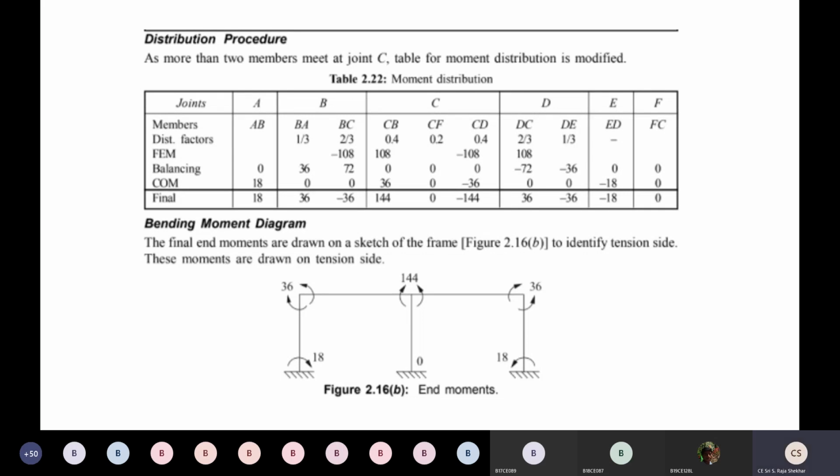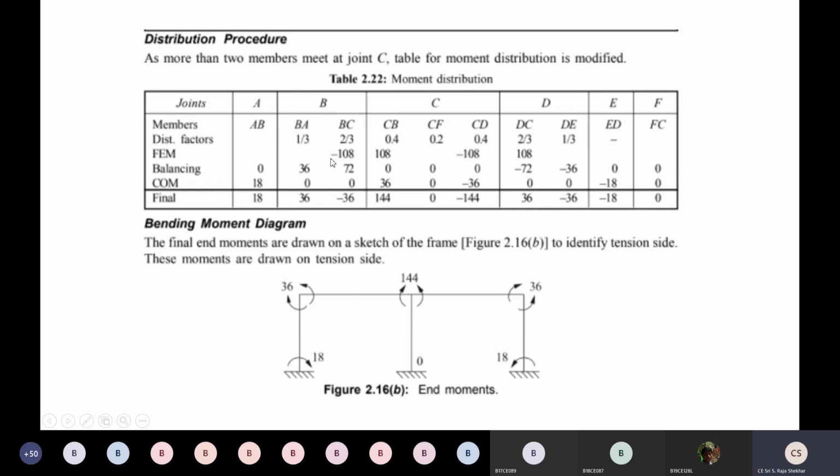Carefully observe. At joint B, there is a 108 unbalanced moment. So we need to distribute that 108 unbalanced moment to the members. How are we going to distribute? We have to distribute based on distribution factor values. Here 108 is there, minus 108 multiplied by 1/3, we will get 36. For the member BA, we need to distribute 36.